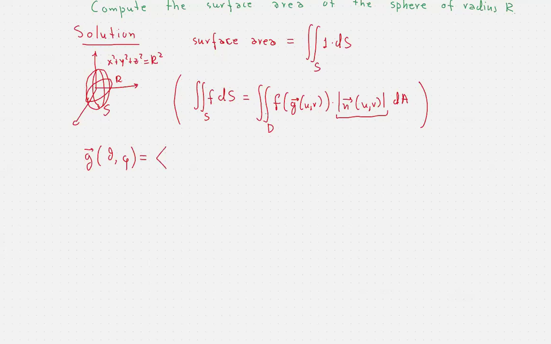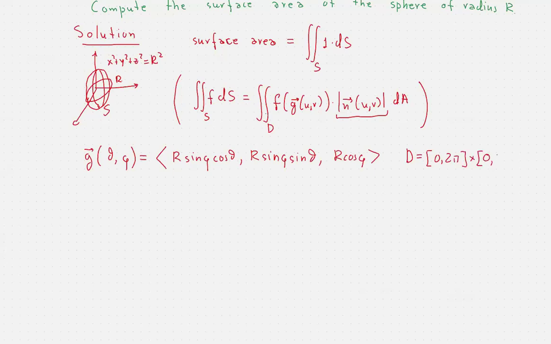In particular, the parameterization will be the following. r sine phi cosine theta, r sine phi sine theta, and r cosine phi. And here theta is going to run from 0 to 2 pi, and phi is going to run from 0 to pi. And let's explain what we're doing here.